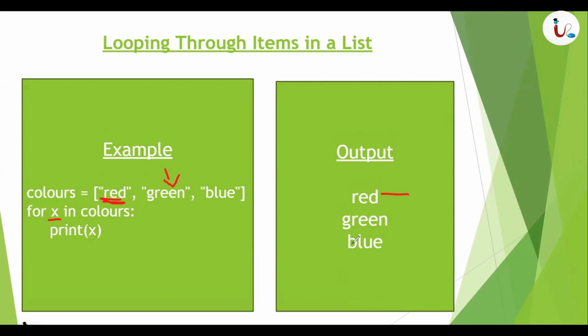So it will be printing green. In the next execution, x will be pointing to blue. It will print x, which means it will print blue. After that, it's done. Okay, that is the for loop iterating through a list.